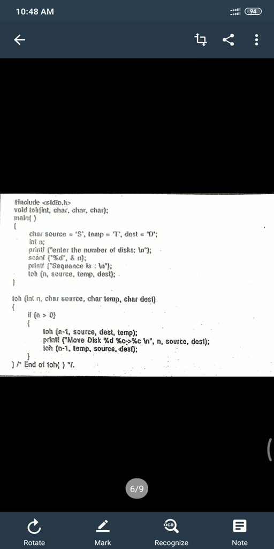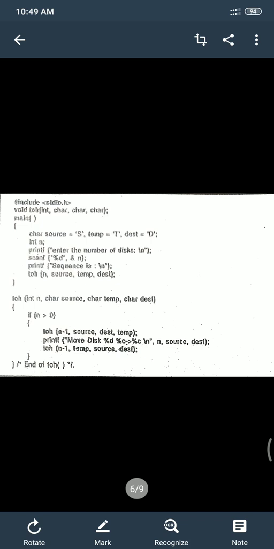Once again we call the function TOH with n minus 1. In this case the parameters have been replaced: in place of source, temporary; in place of destination, source; in place of temporary, we have passed destination. So at the end of the program you get the required result. I hope you understood the problem.